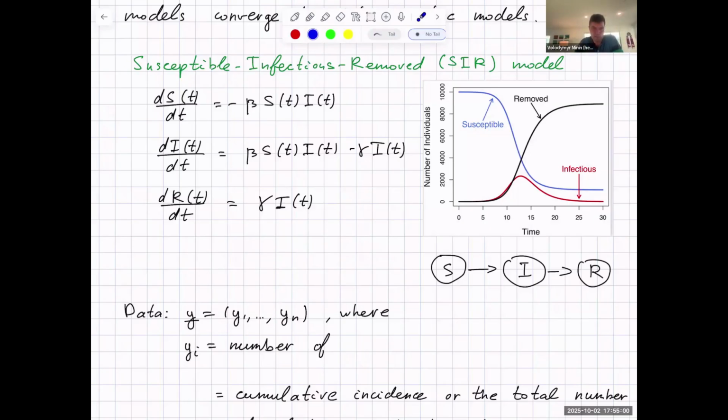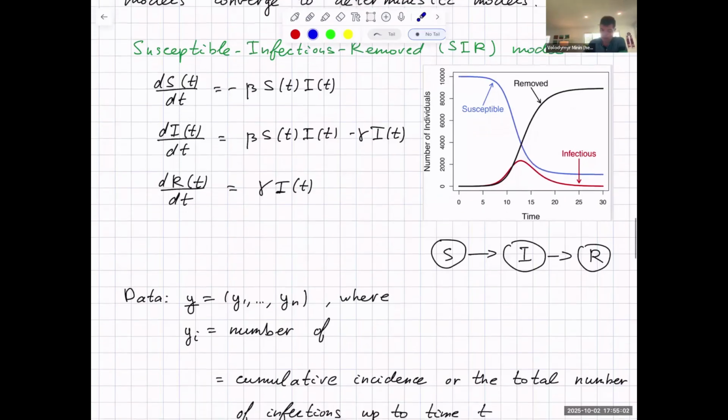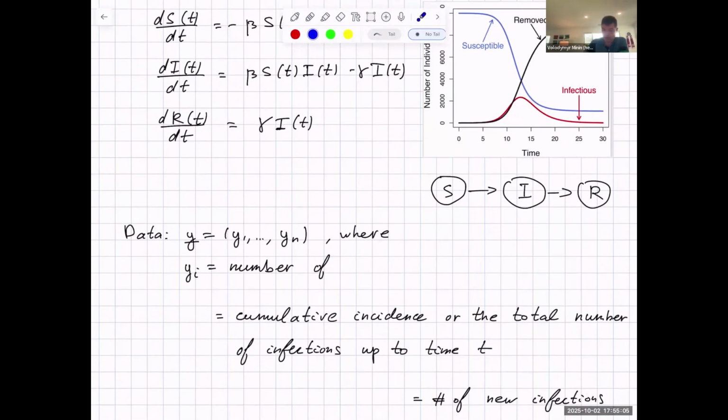Okay, so this is just the mathematical description of the model. What the data are is actually a little annoying, as always, in some sense, from a mathematical point of view, because it's not as straightforward to think about how to fit this model to data.